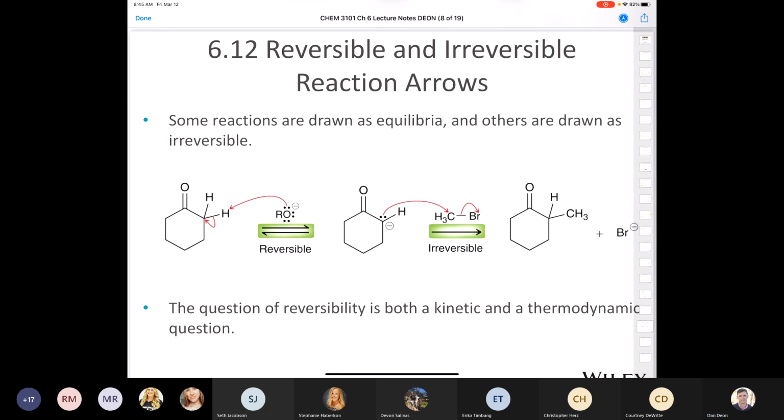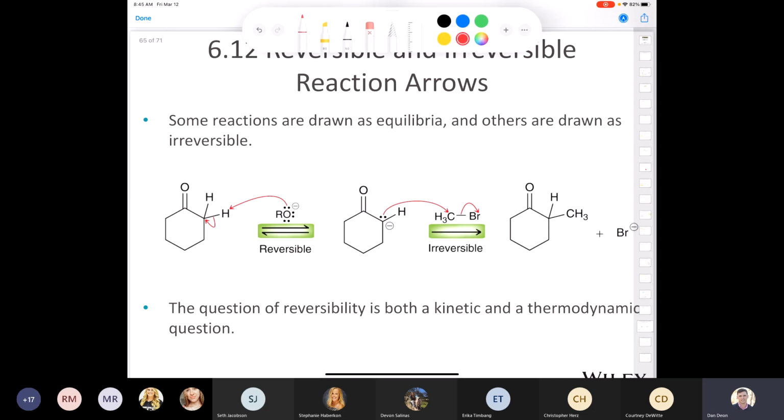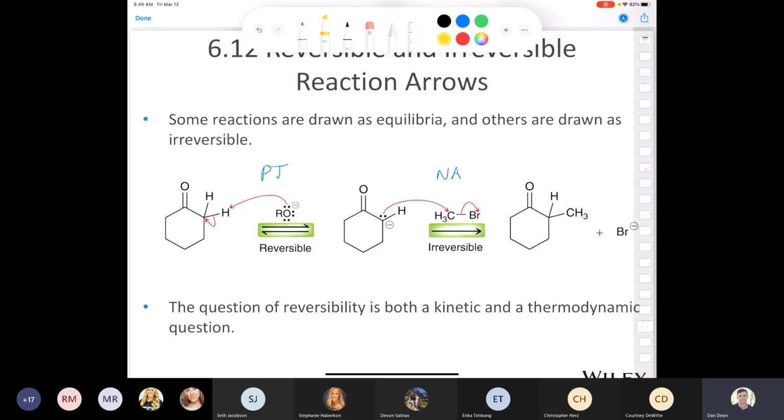I usually don't beat my students up about this section a whole heck of a lot. I might ask you a question or two about it on this quiz, but you're going to see in mechanisms that we look at throughout Organic Chemistry 1 and Organic Chemistry 2, sometimes in our step, for example in this first step here, this is a proton transfer. The alkoxide is taking the proton. And then in the second step, this is a nucleophilic attack. But you notice that the first arrows are reversible, the second one's irreversible.